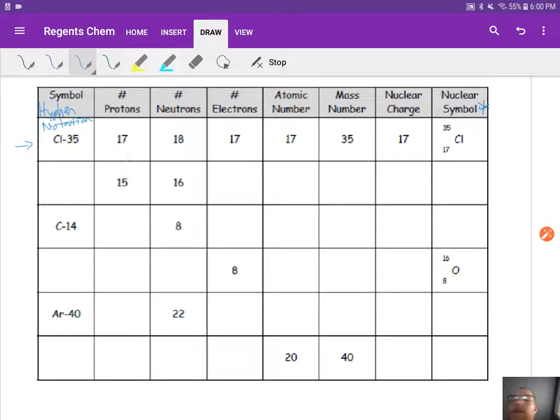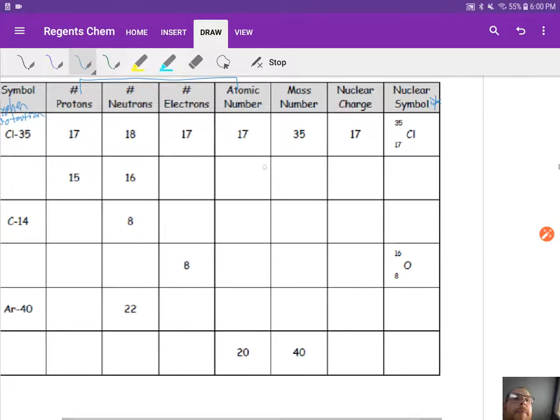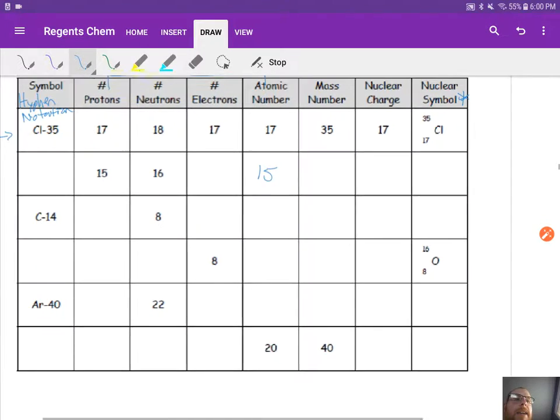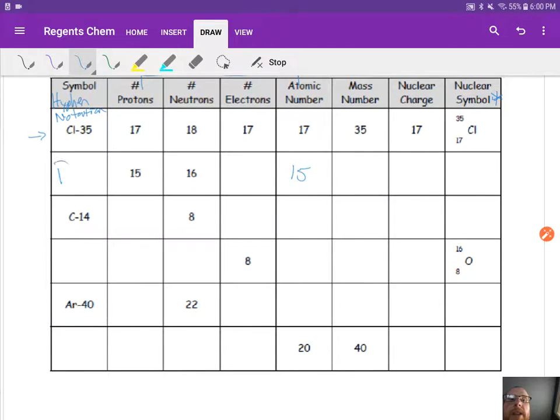So if we look here, right, which element is number 15? It has 15 protons, right? Because atomic number and protons are the same. So that is an easy one to fill out here. My atomic number is 15. When I look on the periodic table, that's phosphorus. Okay, so we're dealing with neutral atoms, so that means electrons are also going to be the same as protons.